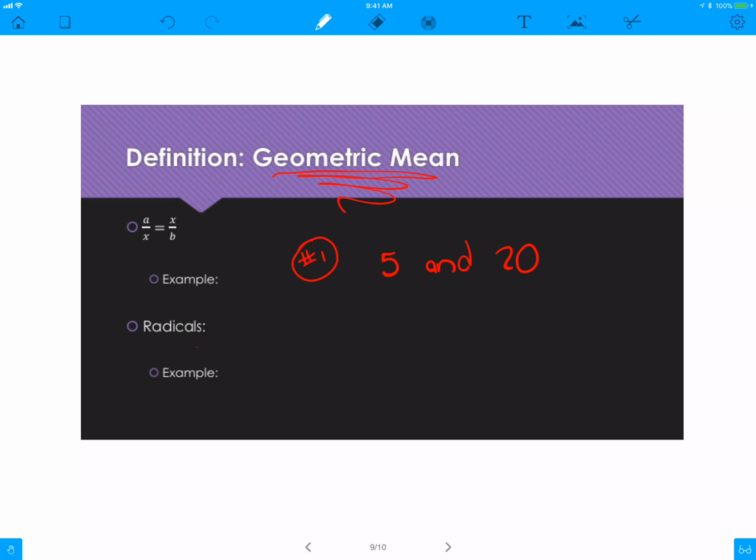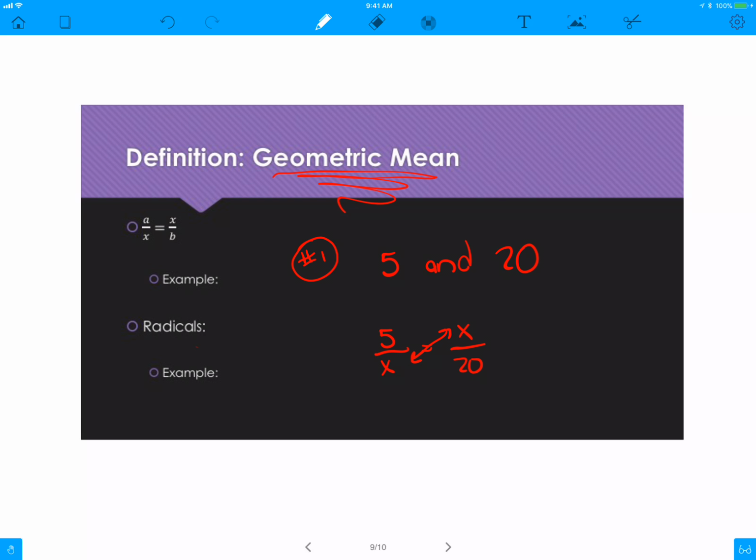How do you do this? This is what they want you to set up. The geometric mean are these two. It wants you to find x. So you're taking the 5 and 20, putting them in the two diagonal spots, and you're finding the x. You don't have to draw the triangle or anything like that. The geometric mean is those two numbers. The geometric mean is kind of like an algebraic mean. It's a number in between them.